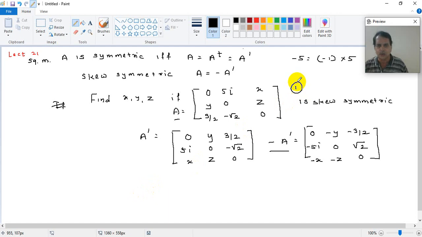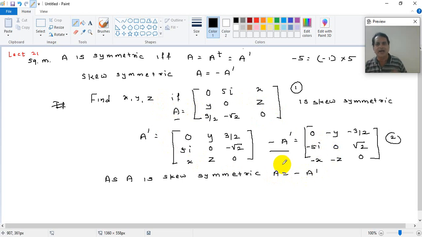Suppose I write this as 1, this as say 2, as A is skew symmetric. What we will write? This is the definition. So A is equal to minus A dash. म्हणजेच काय? हा जो मॅट्रिक्स आहे तो आणि हा सेम आहे. लक्षात घ्या. A is equal to minus A dash. आणि इक्वॅलिटी ऑफ मॅट्रिक्स म्हणजेच काय असतं? त्यांच्या ऑर्डर आधी सेम पाहिजे. इथे तर ऑर्डर सेम आहे. हे सर्व स्क्यू सिमेट्रिक मॅट्रिक्सच्या बाबत काम चाललेलं आहे.